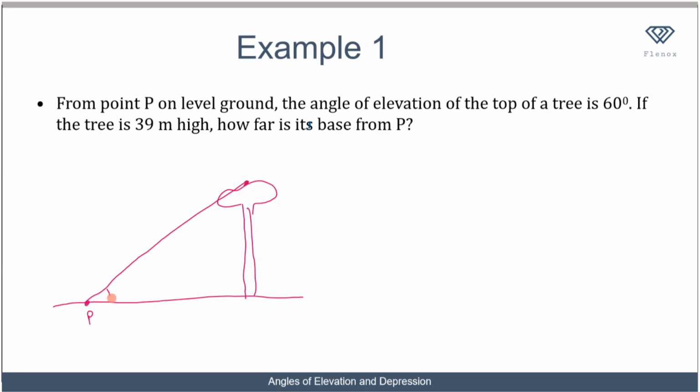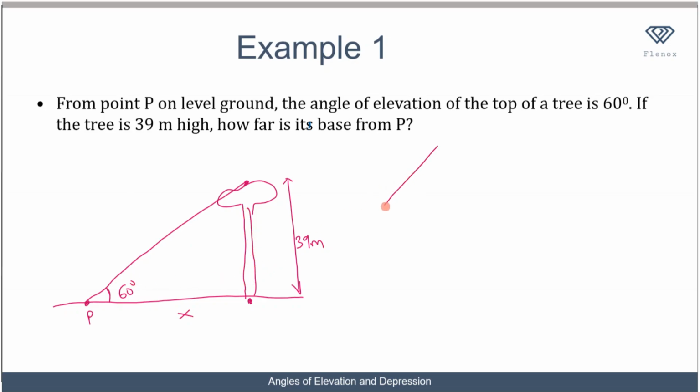We are told that the angle of elevation, the angle that the line of sight makes with the horizontal level, is 60 degrees. We are told that the tree is 39 meters high. So the height of this tree is 39 meters. We are now asked how far its base is from P. So the base of the tree over here, how far is this point to P? We are to find the distance from P to the base of the tree. So let me call that distance X.